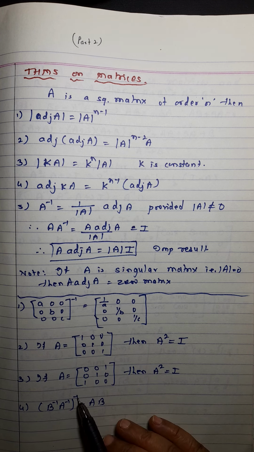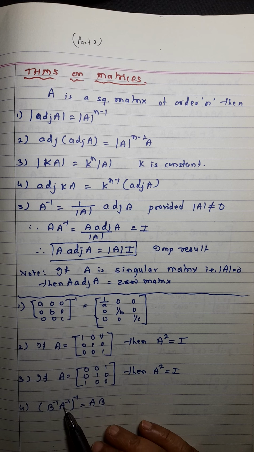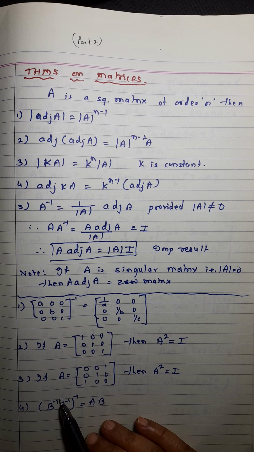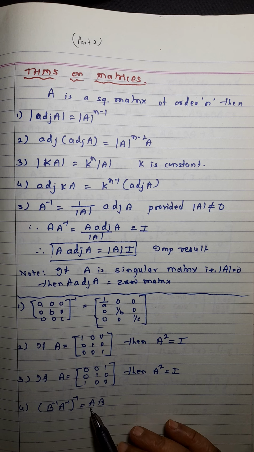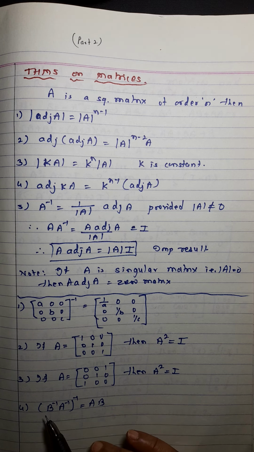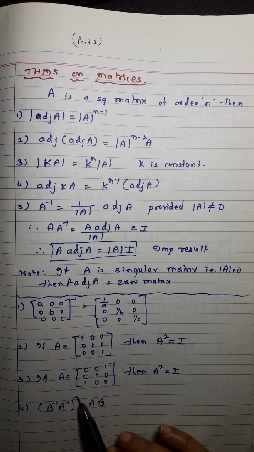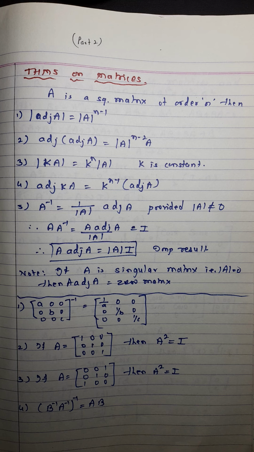B inverse, A inverse, inverse: if we reverse it, A inverse inverse into B inverse inverse will be AB. When I am explaining, you may think why she is explaining like this, this is very easy. But see, if two matrices A and B are given and you have to find this, you might find B inverse, A inverse, then the product and then the inverse. It is not like that. Its value is AB. So you find AB, that will be the value of this. That is the shortcut method.